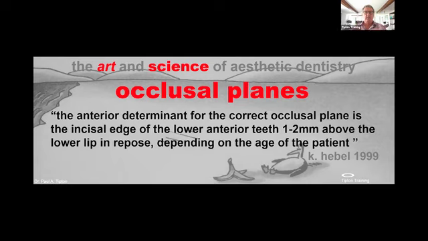So we'll now take a reading with our lips at rest. Emma, how much tooth tissue does she show? She's showing about 2.5, 3 millimeters. We're going to reduce by about 2.5 millimeters the incisal edges. And that will now give us our new reference point.